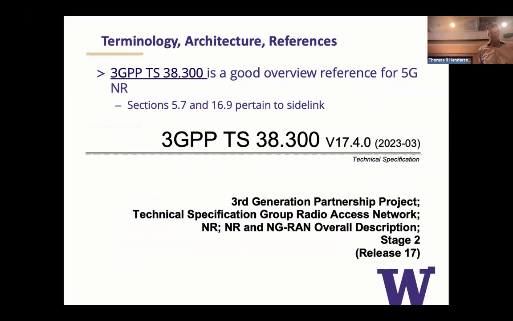For introduction, if people are new to some of this technology, I'd recommend this particular document, 38.300, which is publicly available, which is, I think, a good overview reference for 5G new radio. And there are two specific sections that pertain to sidelink, sections 5.7 and 16.9. This gives you an overview, and I've pulled some figures out of that document in the coming few slides. And then there are a number of different standards that are referenced in the tutorial and the code that go to the specification aspects of this.